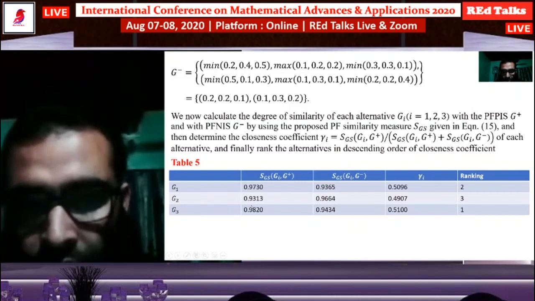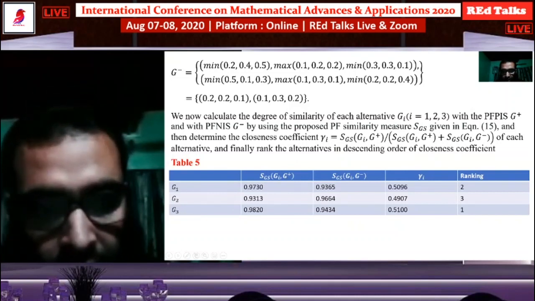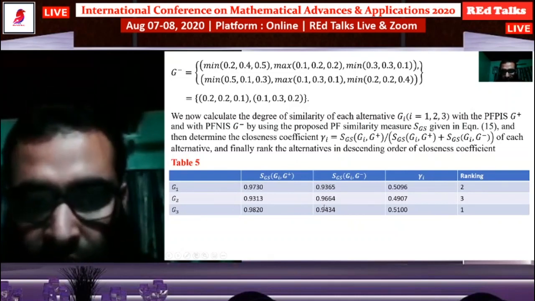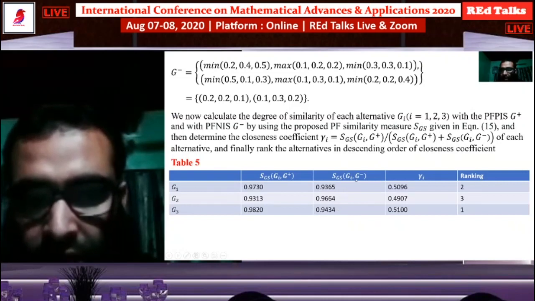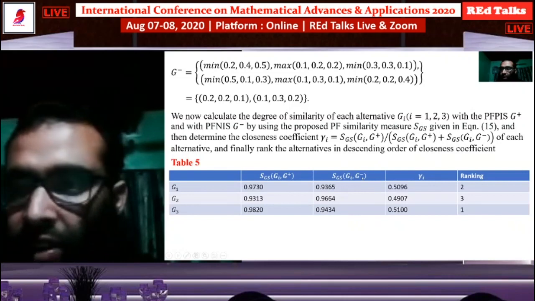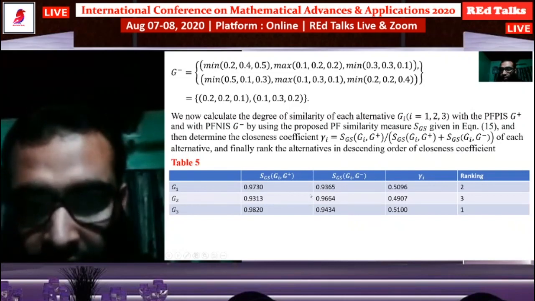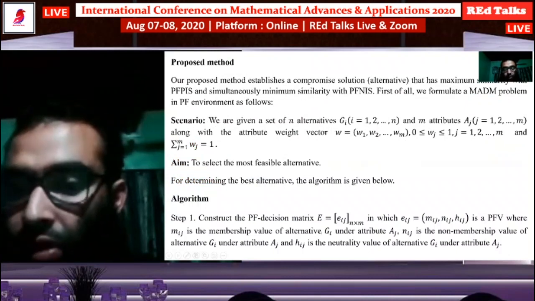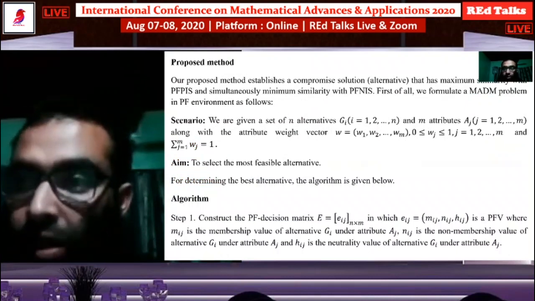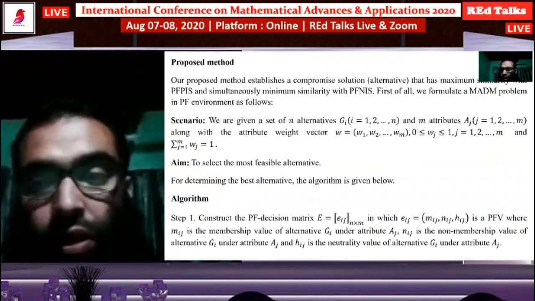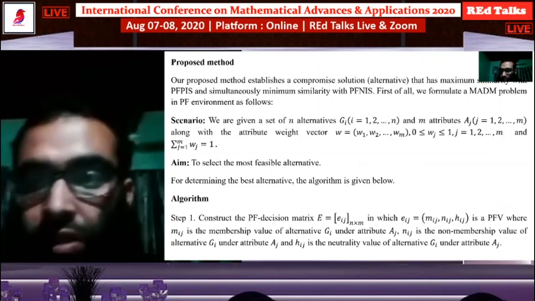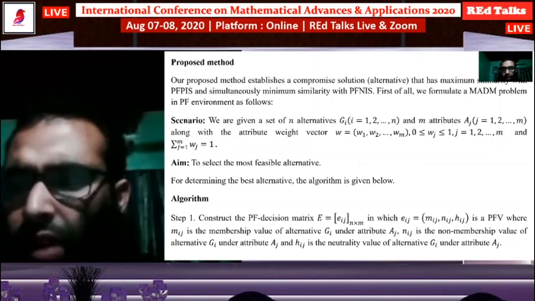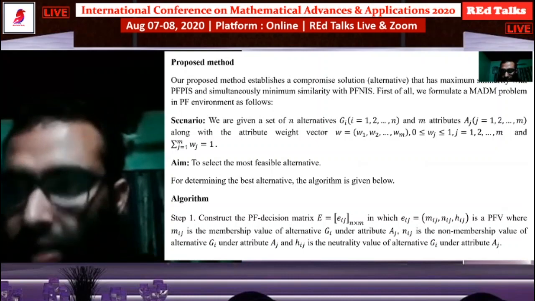From table 5, we see that the alternative G3 has maximum similarity with the positive ideal solution, but it does not have minimum similarity with the negative ideal solution. Why? Because the alternative G1 has minimum similarity with the negative ideal solution. So this is the main drawback of the TOPSIS method. So in order to overcome this drawback, we modified the TOPSIS method.